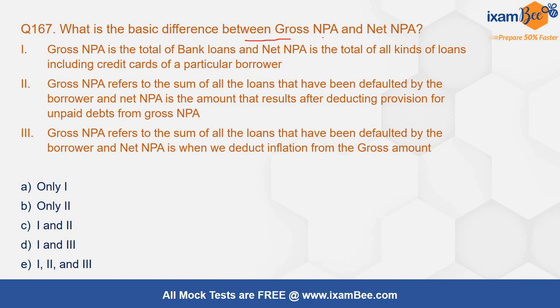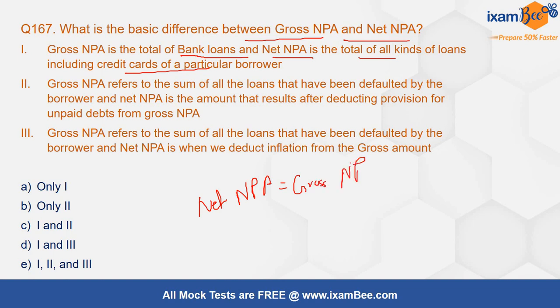What is the basic difference between gross NPA and net NPA? The basic difference is very simple. Gross NPA is the total of the bank loan, and net NPA is the total of all kinds of loan including credit card. Remember this definition: net NPA is equal to gross NPA minus provisions, which most of you know because you are preparing for phase 2 now. Gross NPA refers to the sum of all the loans that have been defaulted by the borrower, and net NPA is the amount that results after deducting the provisions. This one is correct. I am not wrong.